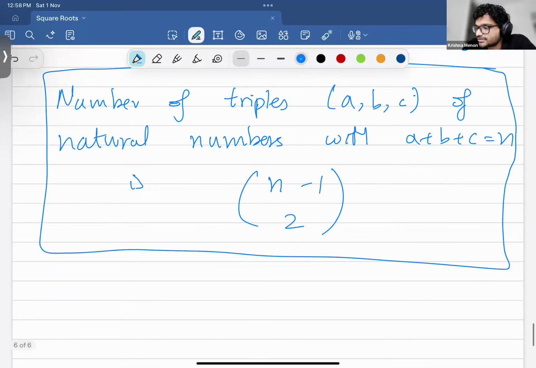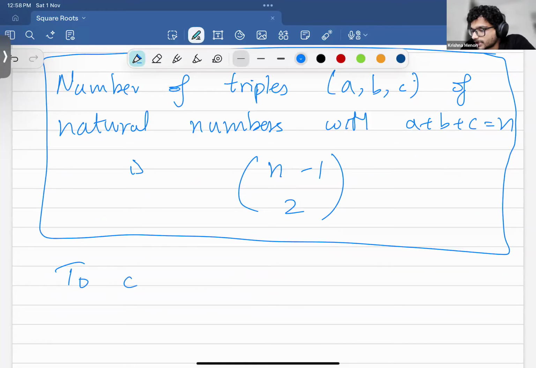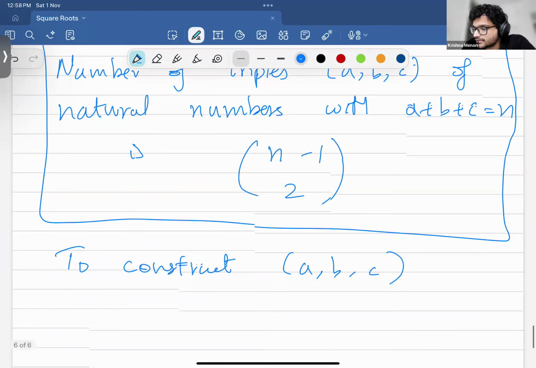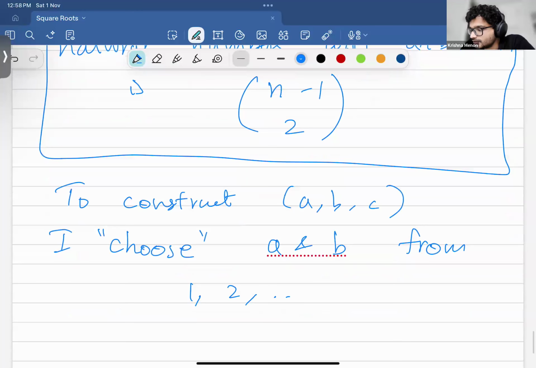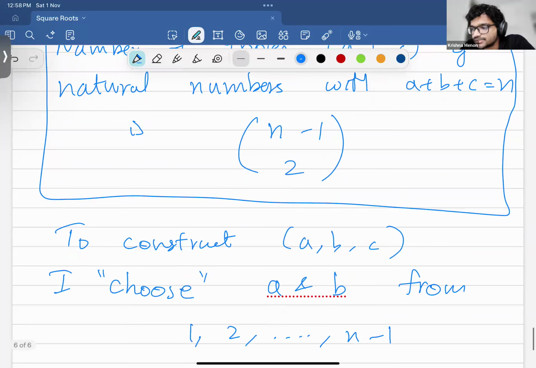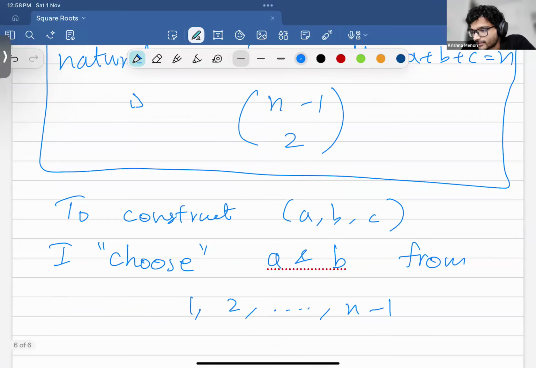Okay. So what you're saying is, to construct A, B, C, I choose A and B from 1 up to n minus 1. And this, of course, I can do in n minus 1 choose 2 ways. And you're saying that will specify what C is, and hence we have the answer. Is that what you're saying? Yes, sir. But there's another way also to think of this. No, one second. Let's go through this first.